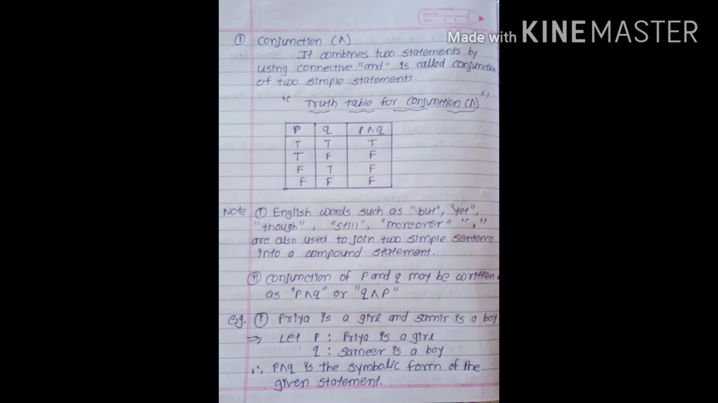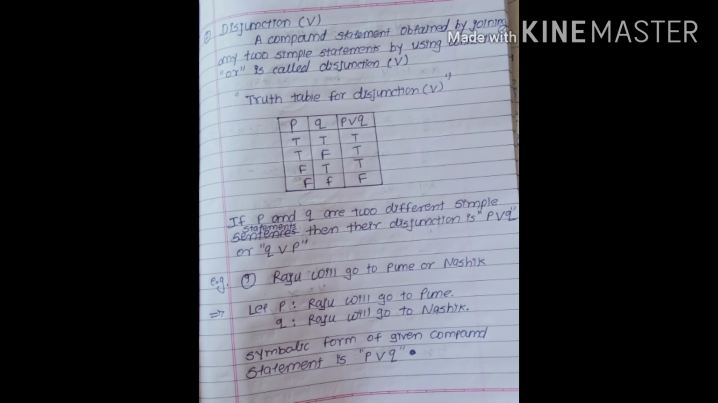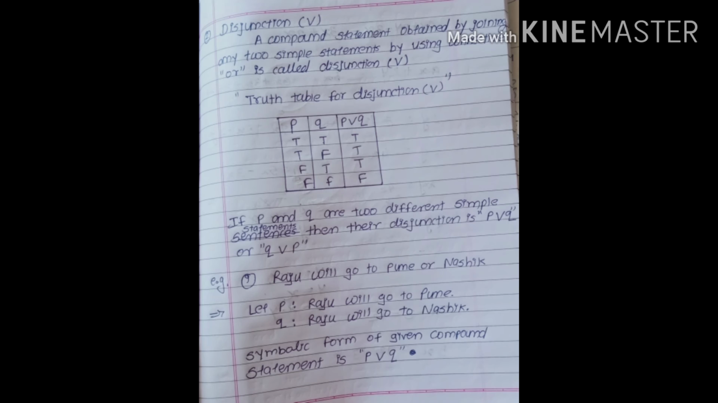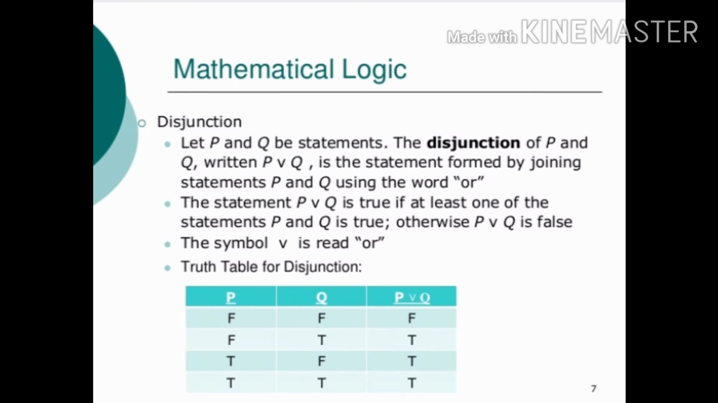Then we move towards the next connective, that is disjunction. A compound statement obtained by joining any two simple statements by using the connective OR is called a disjunction, and the truth table for disjunction is given in the next figure. If P and Q are true, then P or Q becomes true.